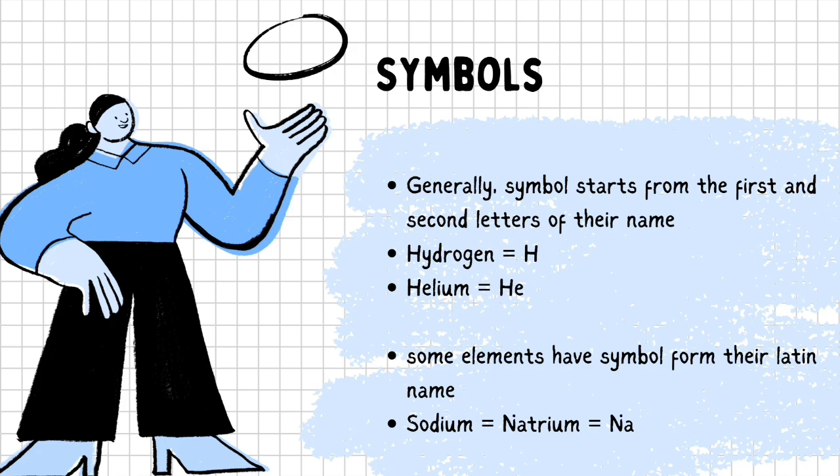But wait, what about sodium? Its symbol is not S, right? It's because some of the symbols are from their Latin name. Like the Latin name of sodium is natrium. That's why its symbol is Na, not S. So you should find out the Latin name of potassium by yourself and find out why its symbol is K but not P. It's fun, right?